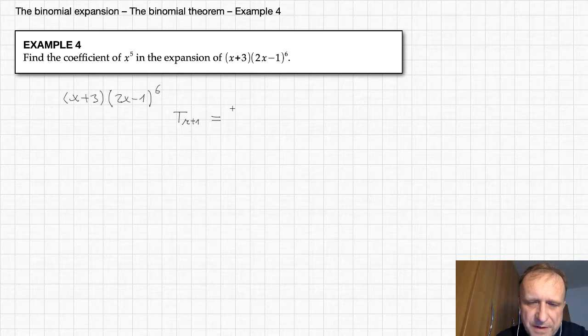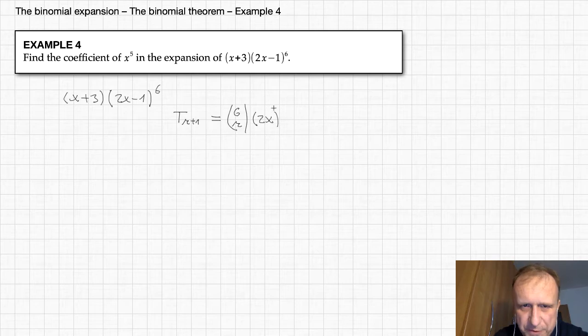So what I need to do is to write the general expression, which is n choose r, in our case 6 choose r, times 2x to the power of 6 minus r, times negative 1, which is b here, negative 1, to the power of r.